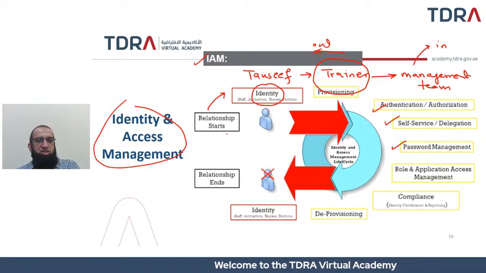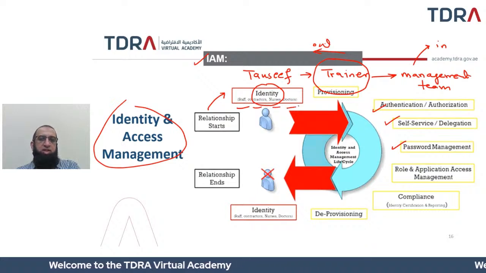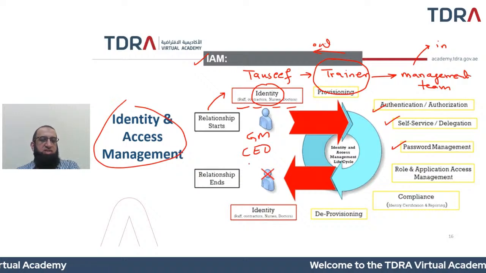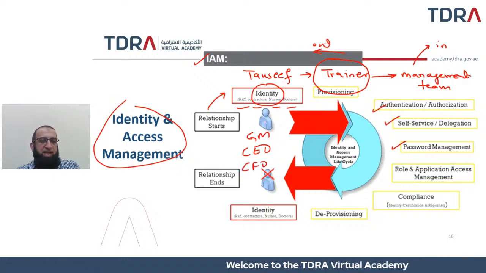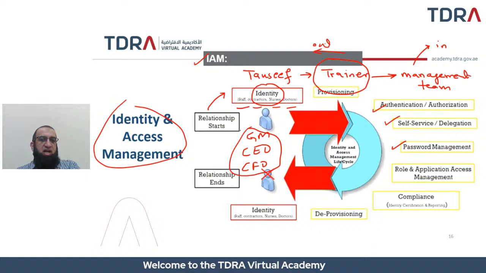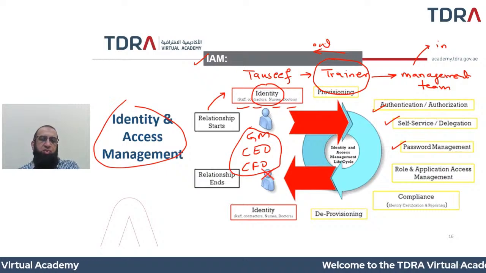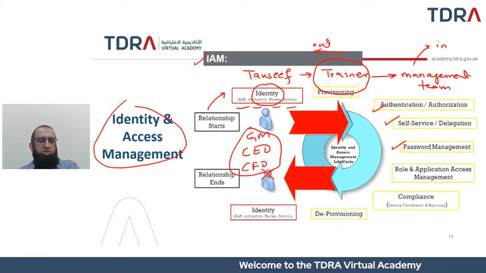So we give access based on the identity, whether you are a staff employee, a nurse, a doctor, an engineer, a general manager, or CEO, or CFO, whatever the role is. Based on your role, we are going to authorize you to do certain tasks, right? And once this role is finished, you retire, you change the job, you do something else.